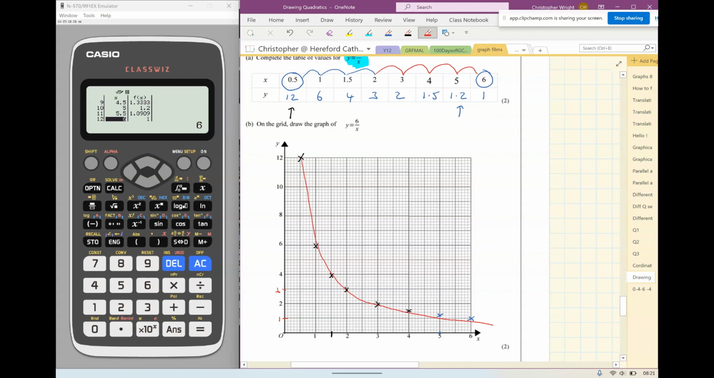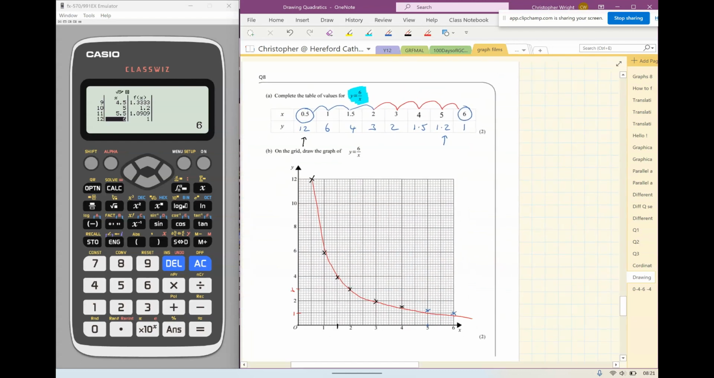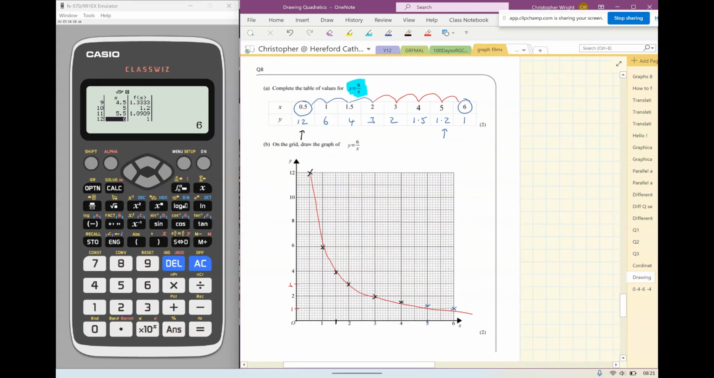Well, that's not great. I've missed some of the points, but I'm doing it on a screen. I'm sure you can make a better job of it. And that is question 8 complete, except to remember to put your calculator back to its normal mode.